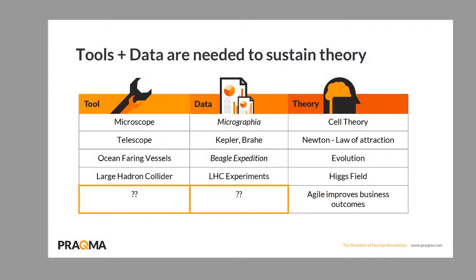So there we have it. Tools and data are required to sustain theory. This is what normal science is all about.